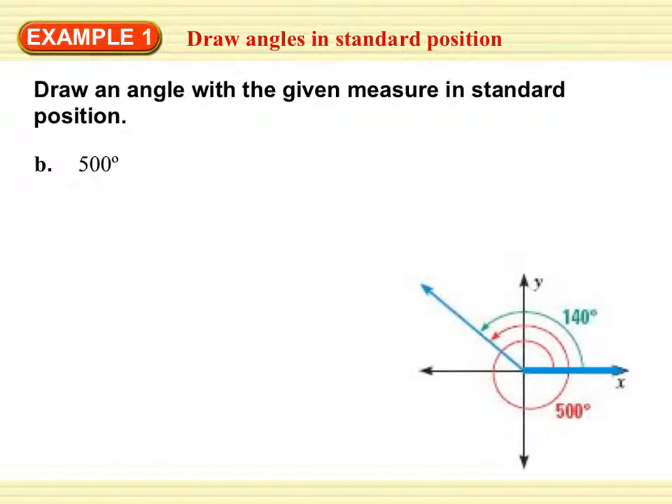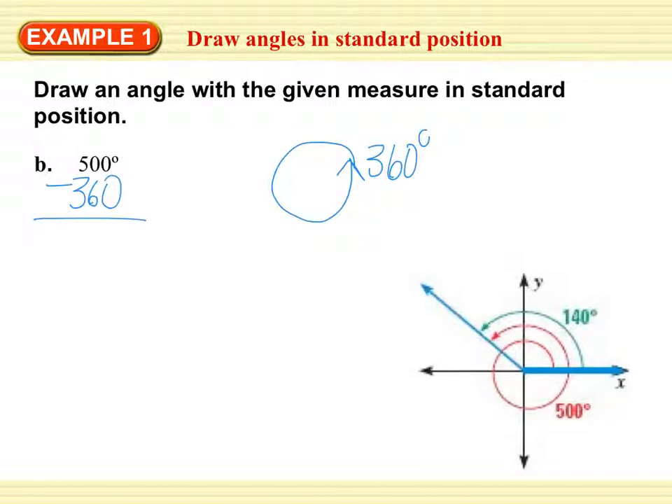Draw an angle with a given measure in standard position. 500 is pretty big. I know an entire circle is 360 degrees. So let's see what past a circle is going to be.